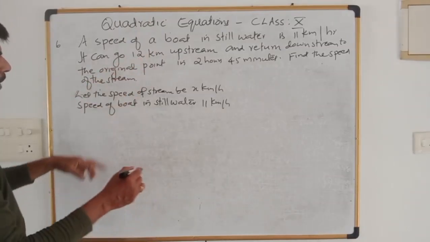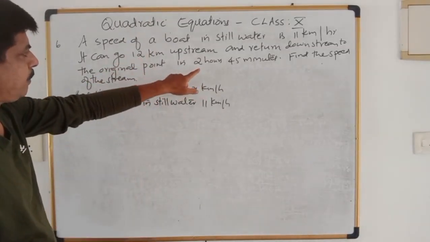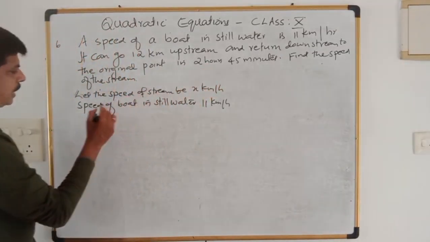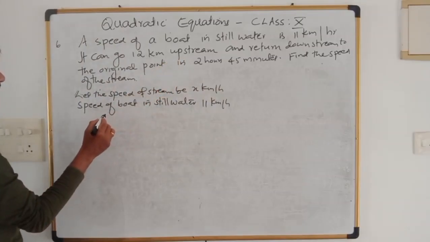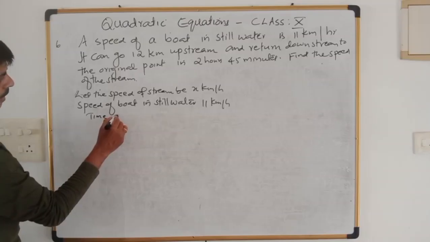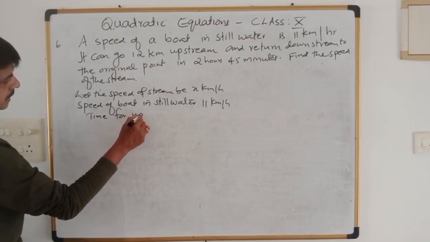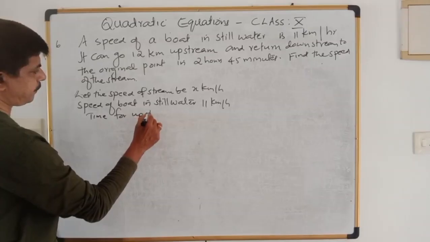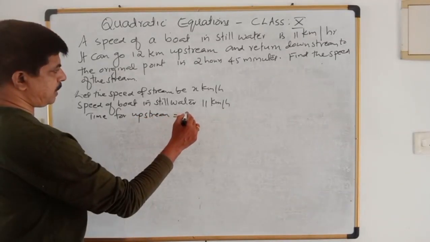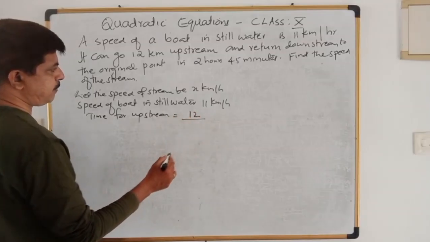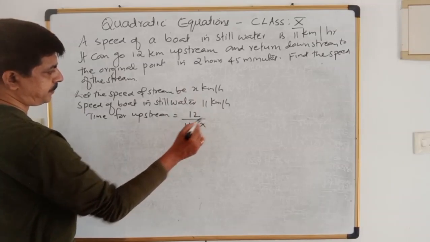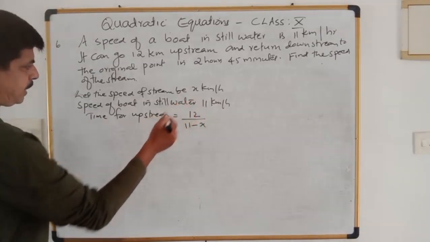So we know the total time taken is 2 hours 45 minutes. So time, how will you calculate? So let us write down below the time for upstream direction. Time for upstream direction, what will you write? Distance by speed. Upstream means we should subtract, 11 minus x. Okay, boat speed is 11 km per hour.